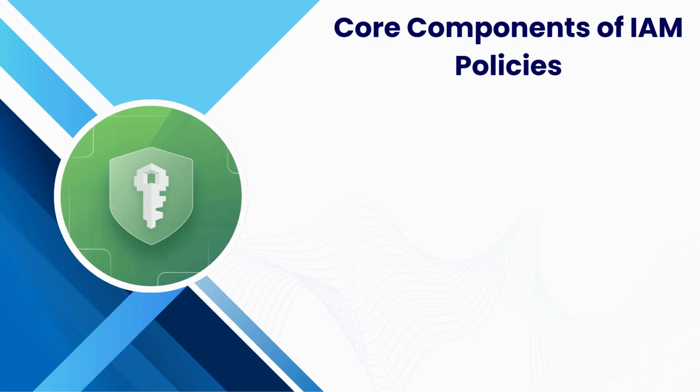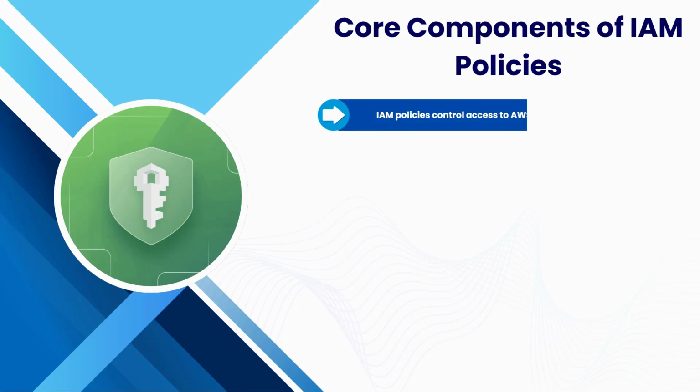Now, the core components of an IAM policy. Firstly, IAM policies control access to AWS resources and actions. They act like a security system, deciding who can interact with services like S3 or EC2, ensuring only authorized actions occur. Think of them as key cards granting specific access to different parts of the building.